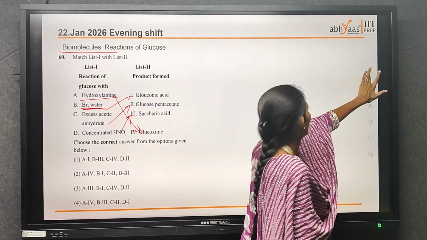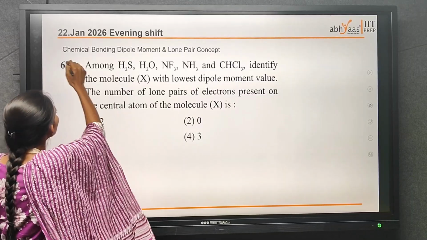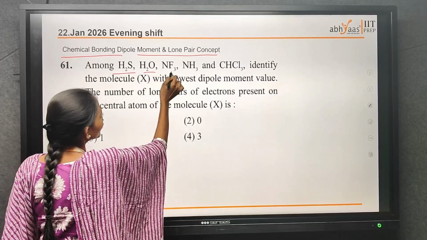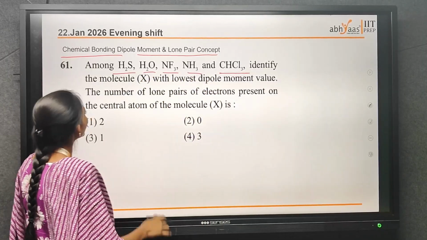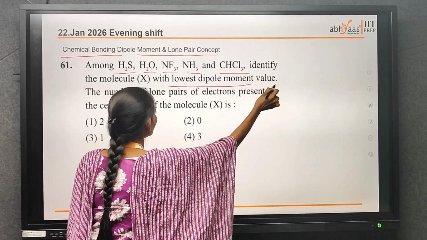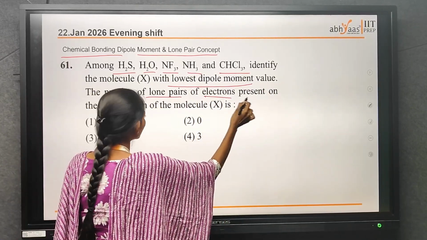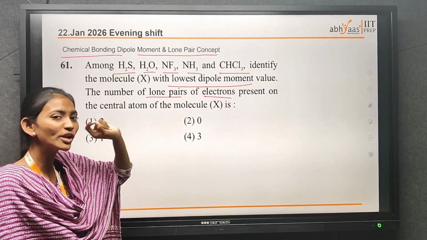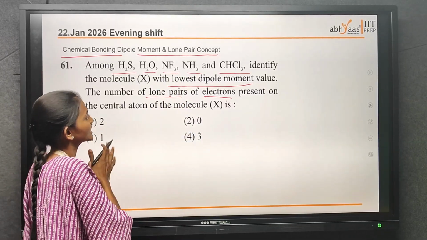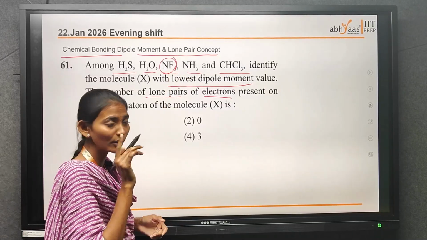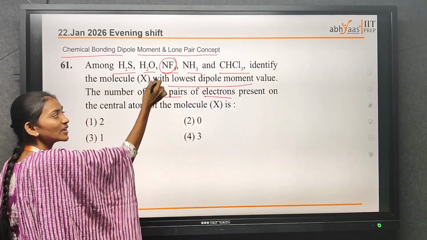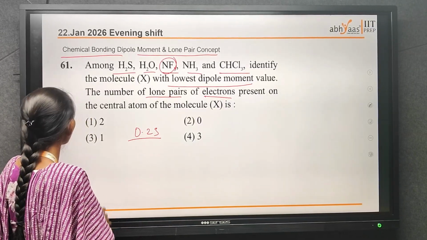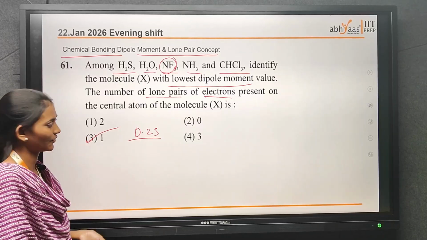Coming to the next question. Here you are having chemical bonding, the dipole moment and lone pair concepts. See, you are giving hydrogen sulfide, NF3, NH3 and chloroform. They are asking the molecule X with lowest dipole moment value and the number of lone pairs of electrons present in this molecule. See, you know that lowest dipole moment among all these options, you are having only one, that you can easily assume. You can easily expect that only NF3 molecule is having the lowest dipole moment. For that case, you can answer, it is having like the 0.23 dipole moment. Among all, it is having lowest dipole moment. So answer will be what, Nana? Right? Option will be 3.